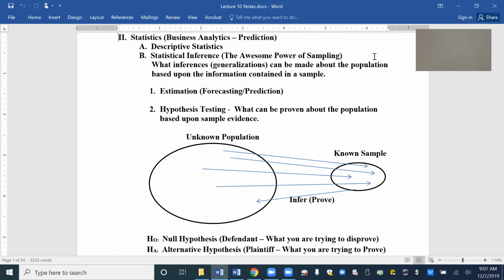Hypothesis testing, not so much. You're either going to use this a lot, depending on the industry you're in, or you're not going to use this much at all.